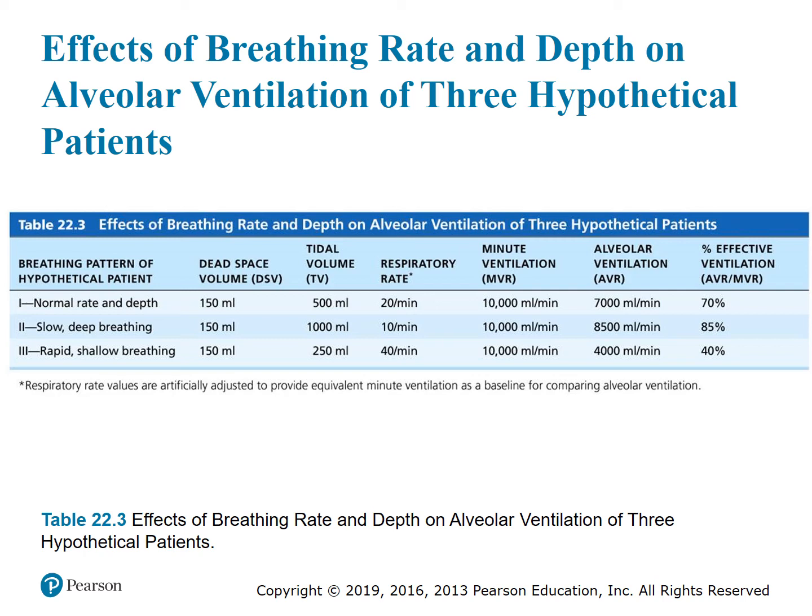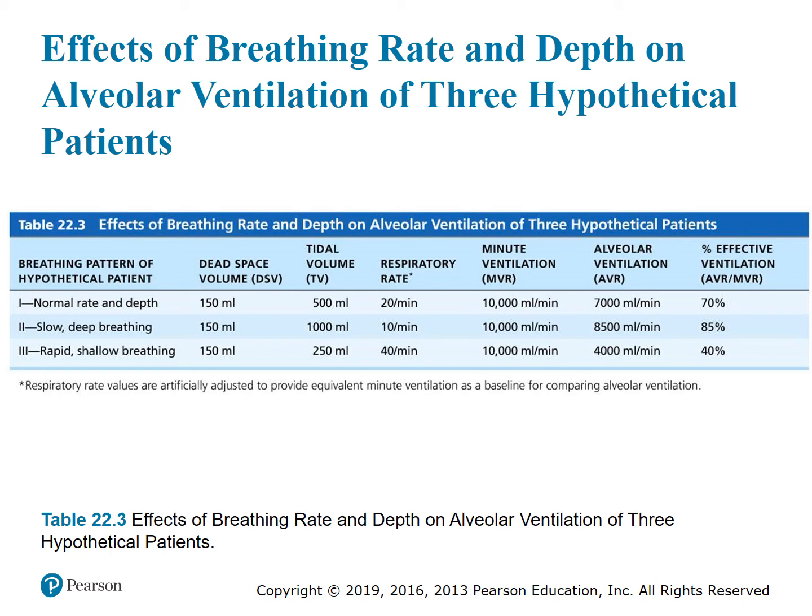The second patient is breathing slow, deep breaths. Dead space is not affected. Tidal volume is 1,000 mLs. Respiratory rate is 10 breaths per minute. Minute ventilation is 10,000 milliliters per minute. The alveolar ventilation is 8,500 mLs per minute, and it's about 85% effective.